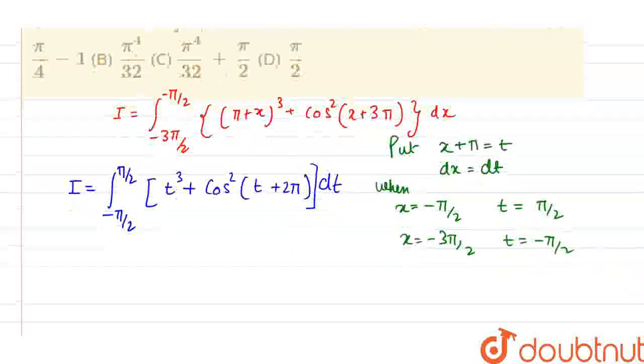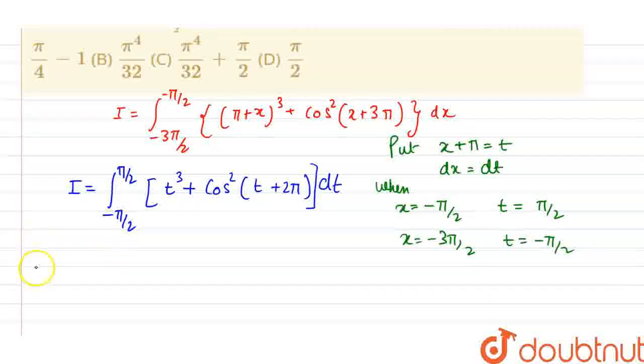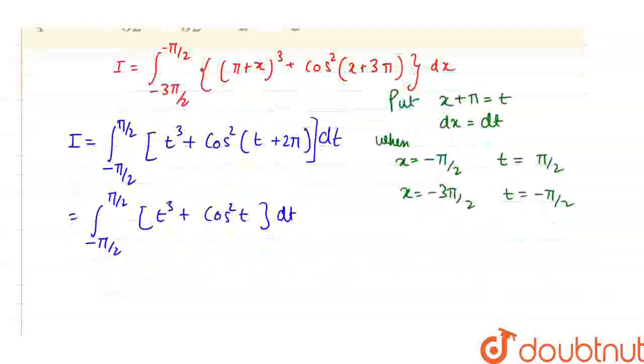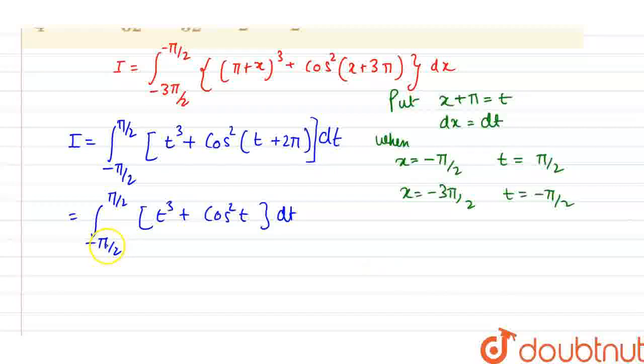Now we just have to simplify this. This is equal to the integration from minus pi by 2 to pi by 2 of t cube plus cos square t dt. Further simplifying, the t cube term becomes 0, plus twice the integration from 0 to pi by 2 of cos square t dt.